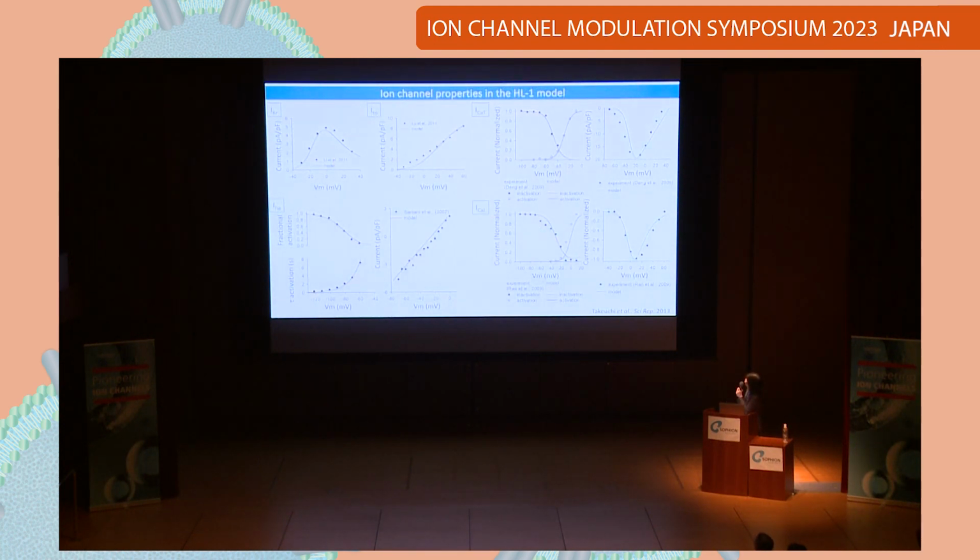The equations for ion channel properties in the HL1 cell model were modified from the Grandi model according to the experimental data using HL1. The symbols are from experimental reports, and lines are from our simulation results. Although intact atrial myocytes and the Grandi atrial cell model do not have automaticity, our HL1 cell model acquires automaticity as observed in real HL1 cardiomyocytes.